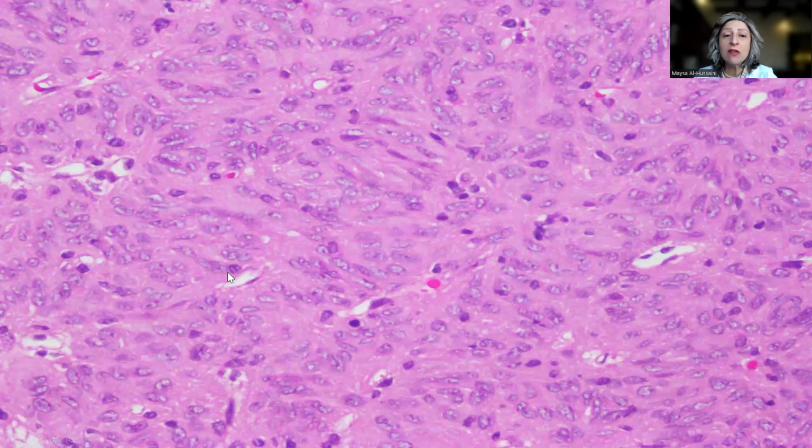tendency at fascicular growth patterns, sometimes even at palisading, with really no evidence of mitosis, no marked pleomorphism, and no necrosis. And this appearance, while it might somewhat resemble some of the pituitary adenomas, certainly is typical of Pituicytoma.